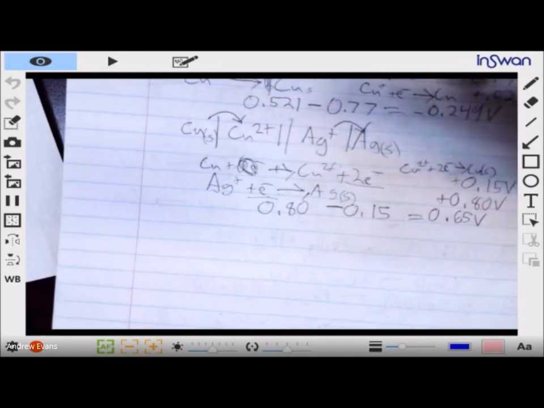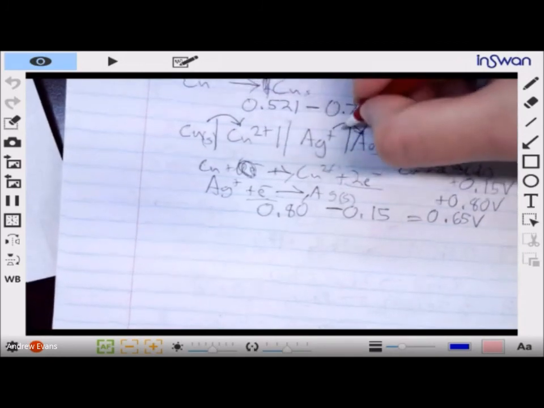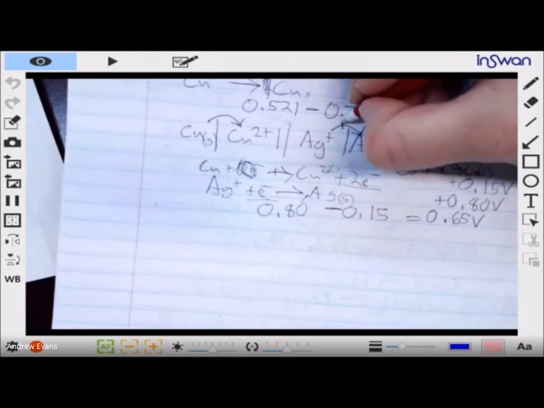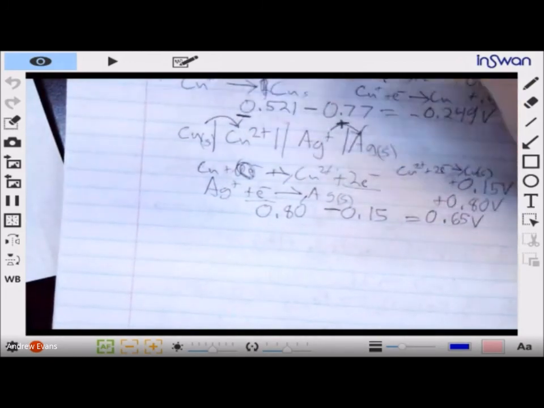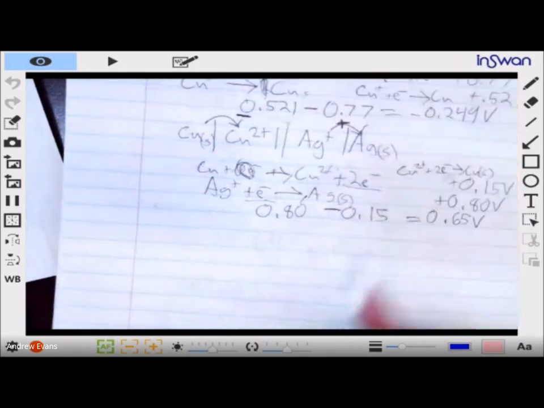So with that in mind, that must be our cathode, and that must be our anode. The battery is typically written anode first, then cathode. So that is how we would determine cell potential. That is the easiest thing to do.